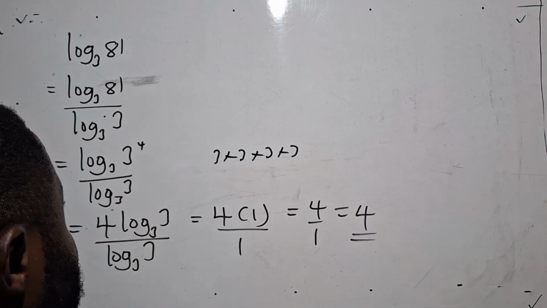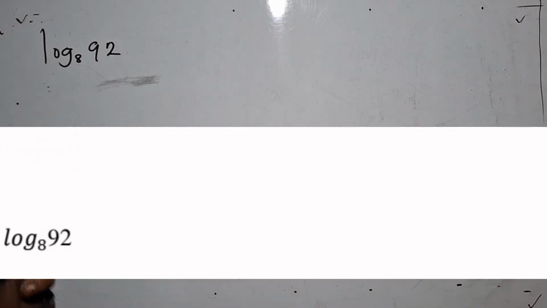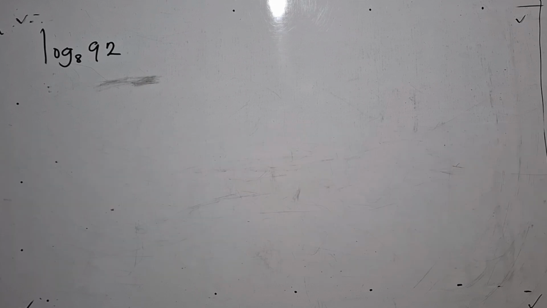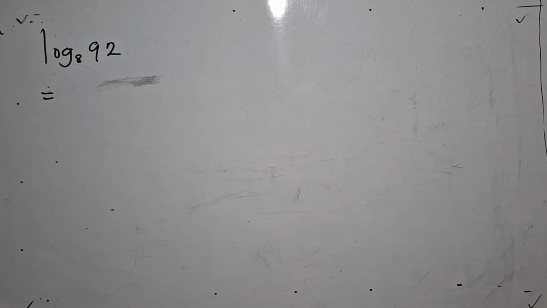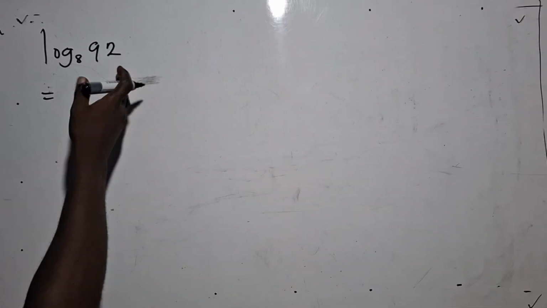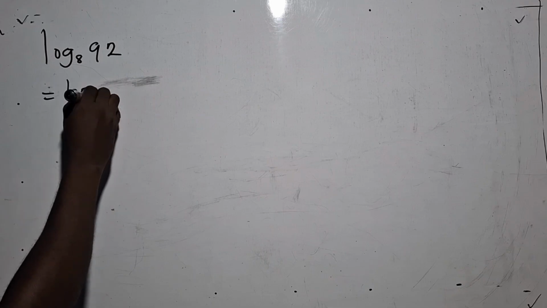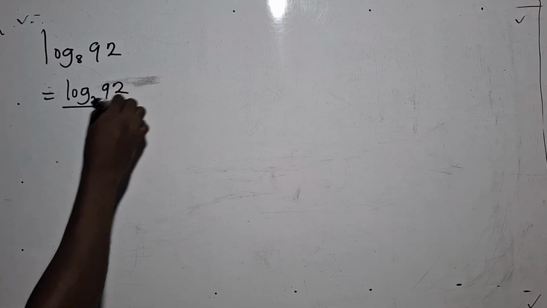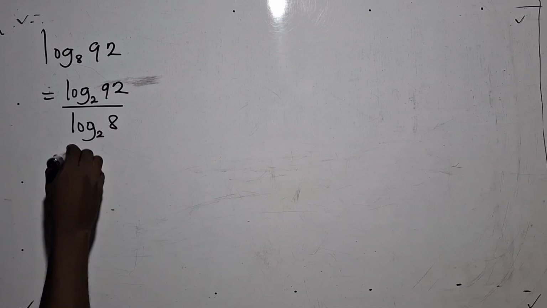So we are going to take another question on the change of base method. Posted on the screen, we have log base 8 of 92. We have to use the change of base method to solve it. So the common factor for 8 and 92 is still going to be 2. So this one is going to be log base 2 of 92 all over log base 2 of 8. Yes. Can I express this 92 as power of 2? No, so I'll leave it.